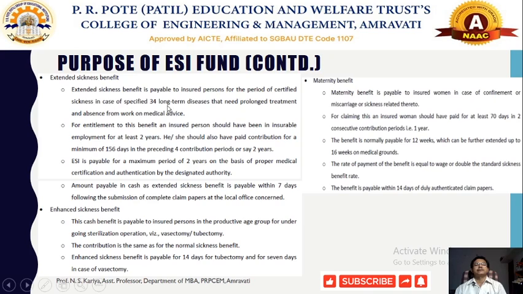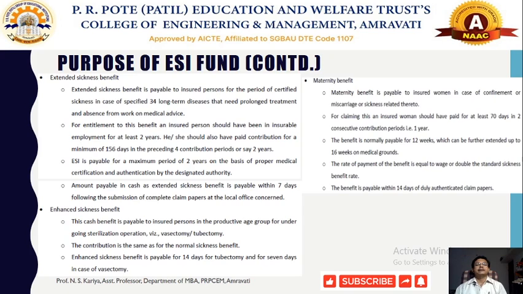Extended sickness benefit is payable to the insured person for a period of certified sickness, in case of specified 34 long term diseases. We already discussed the compensation act, wherever we see different sorts of occupational diseases; those occupational diseases will also be covered under that ESI scheme.